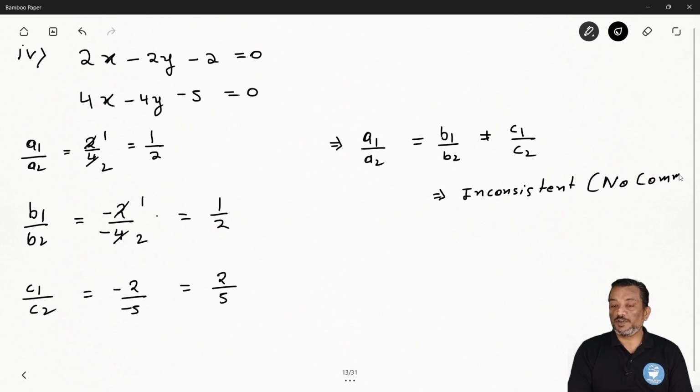Hope you are clear with this one. Yeah, so this way we have solved this type of question. Now coming to the next question.